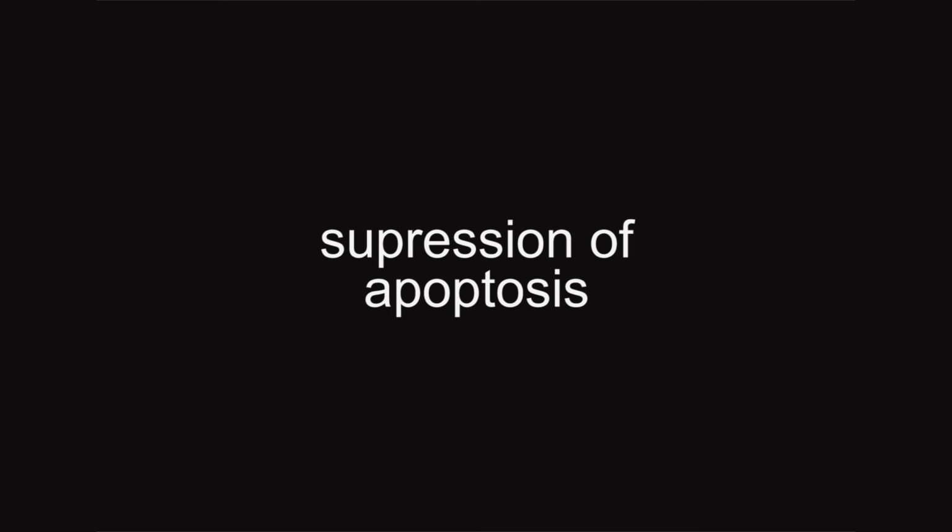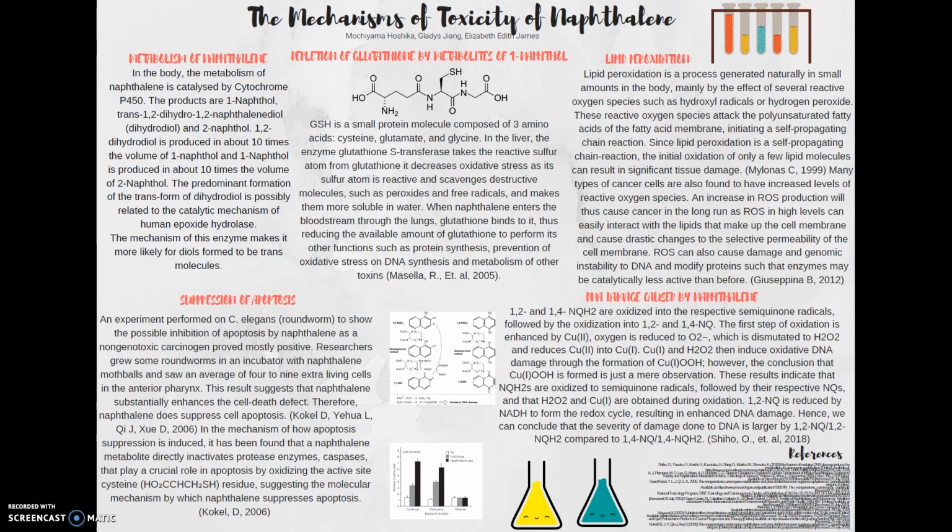An experiment performed on C. elegans to show the possible inhibition of apoptosis by naphthalene as a non-genotoxic carcinogen proved mostly positive. Through counting extra surviving cells in the anterior pharynx of individual animals after each round of the experiment, clear statistics can be taken note of. Researchers grew some roundworms in an incubator with naphthalene mothballs and saw an average of 4 to 9 extra living cells in the anterior pharynx. This result suggests that naphthalene substantially enhances the cell death defect. Therefore, naphthalene does suppress cell apoptosis.